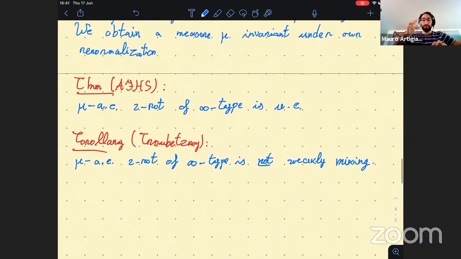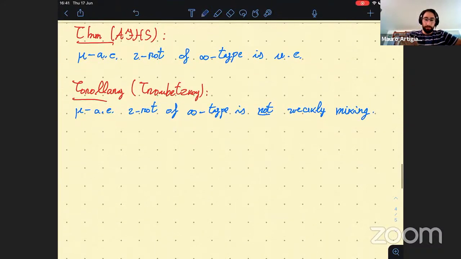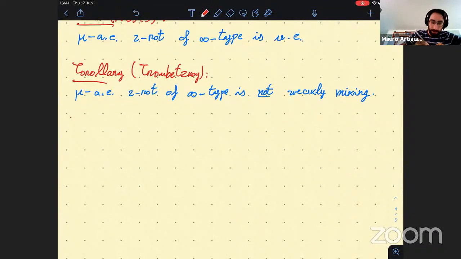Okay, questions on the statements? Okay, so let me give you some elements of the proof, and then I'll see if there are more questions. Elements of proof.